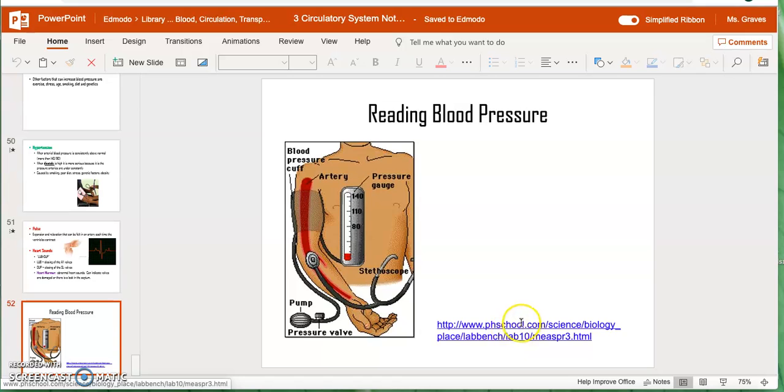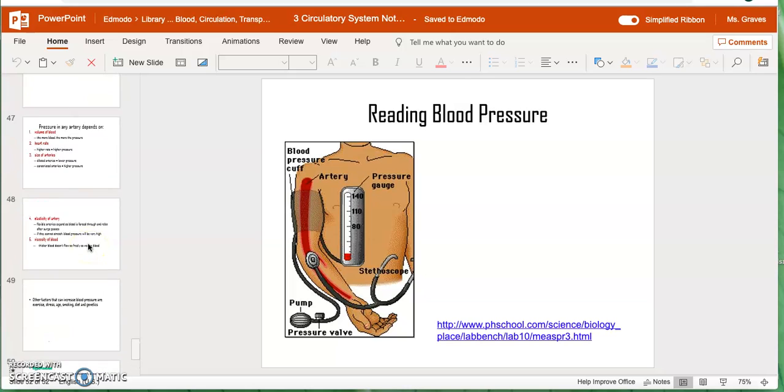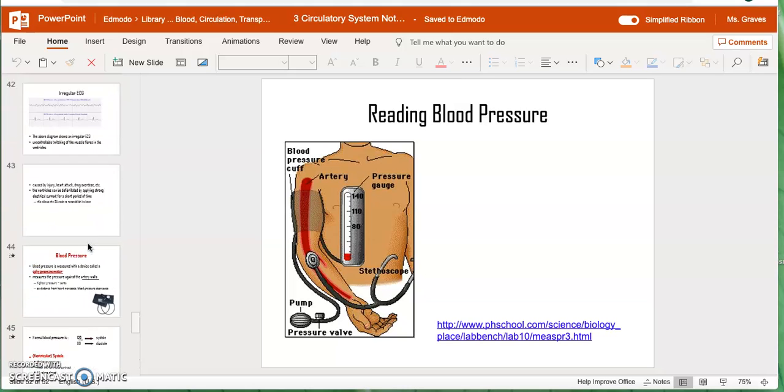So again, if you want to take a look at this lab, you're welcome to do so. I think that'd be a really good idea, just to practice or virtually practice using a blood pressure cuff and reading a blood pressure rate. So anyways, that was just a quick overview of everything.